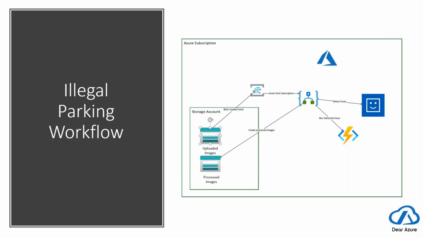So we have a storage account where an app or a mobile phone uploads the images. That's how the system gets triggered. The upload triggers an event, which in turn triggers a logic app. The logic app gets the URL of the blob that is uploaded to this uploaded images container and feeds it to the Face API. Face API detects whether there are faces inside the image that is taken.